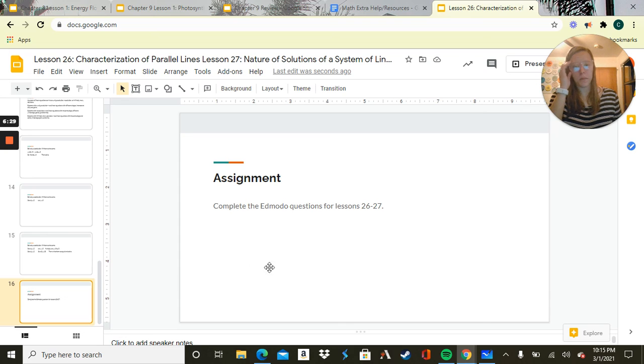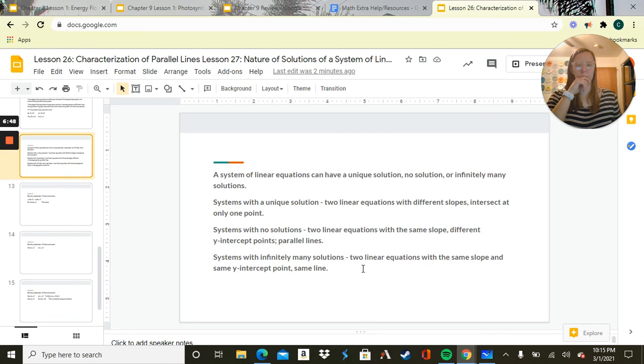So you're going to complete the modal questions for lessons 26 and 27. Your assignment is going to be determining whether or not the system has no solution, one solution, or infinitely many. So remember this here: unique solution, so one solution, they have different slopes and intersect at one point. No solution is they have the same slope but different y-intercepts. Infinitely many, same slope, same y-intercept.